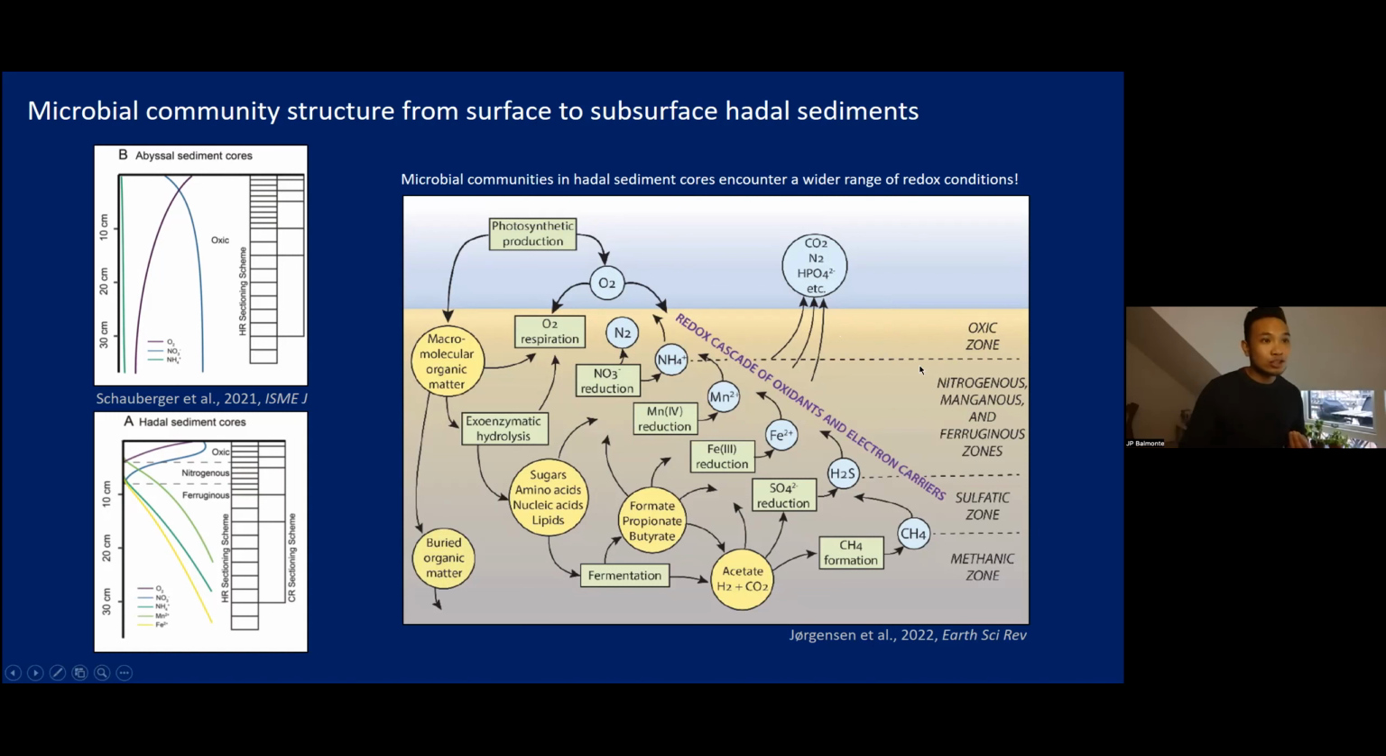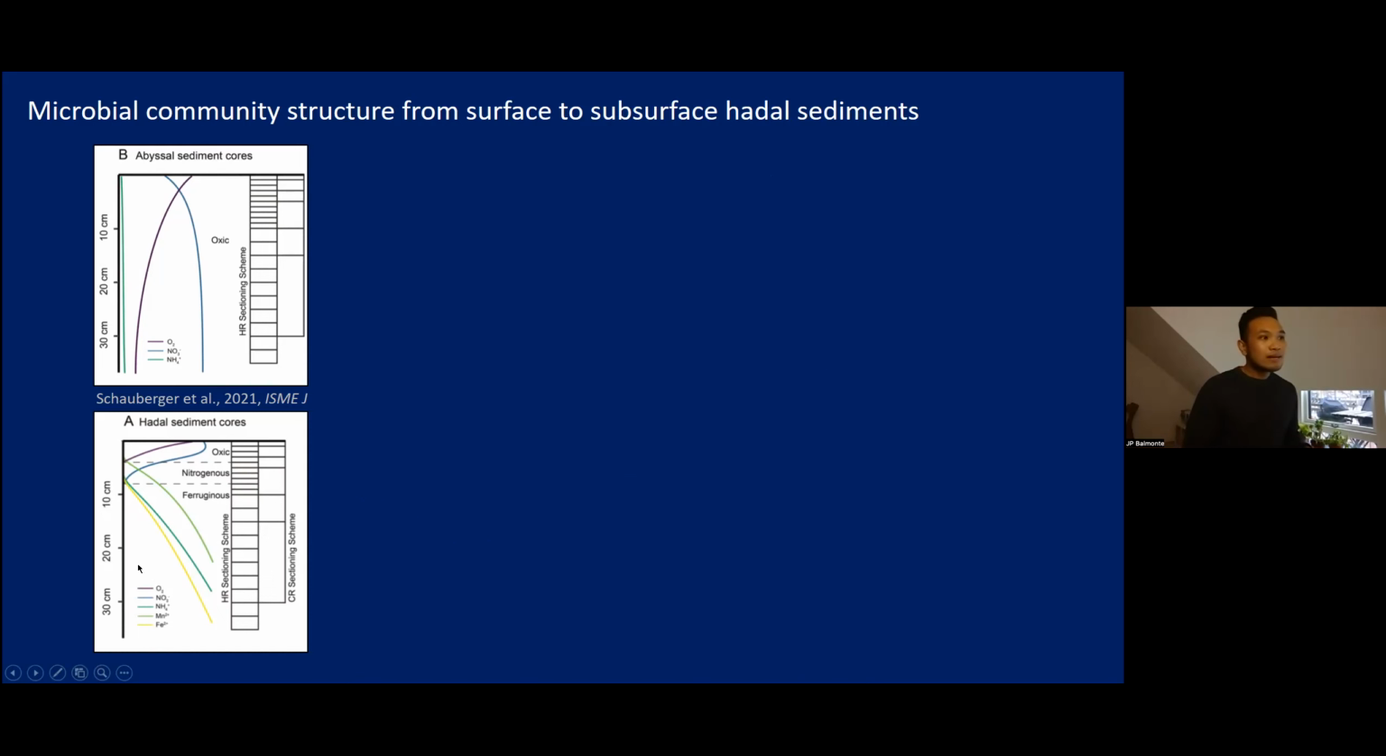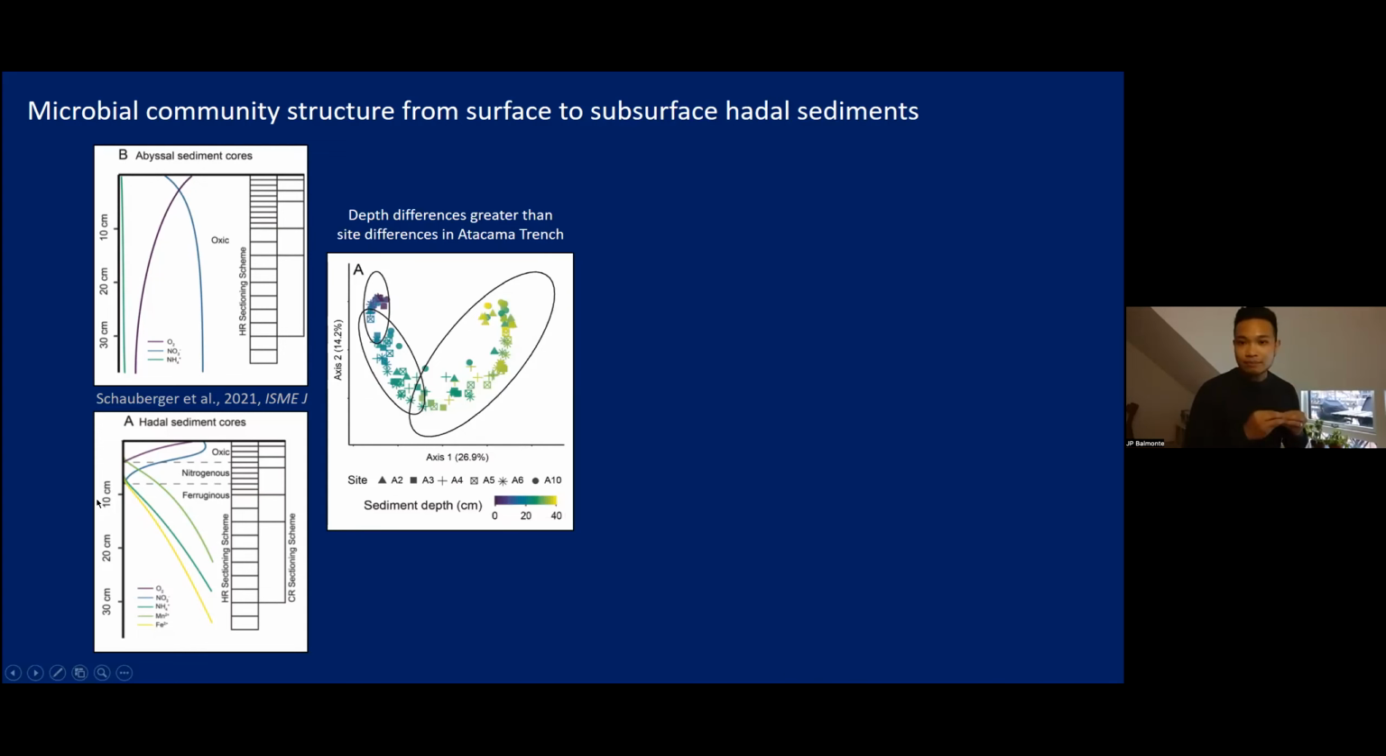And then there's a transition into this nitrogenous, then manganese and ferruginous zone where other metabolisms become more prevalent. So nitrate reduction, manganese reduction, as well as iron reduction. They don't quite observe the sulfidic zone as well as the methanic zone. But nevertheless, what this results in is very steep changes in microbial community structure.